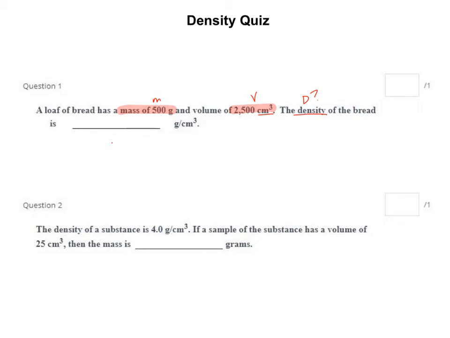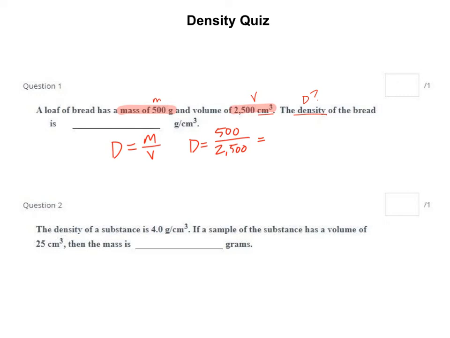So if you remember, your equation for density is mass divided by volume. So I just plug in the variables that I know. Since my equation's already arranged to solve for D, I don't have to do anything other than plug in my variables and solve. So mass is 500. The volume is 2,500.